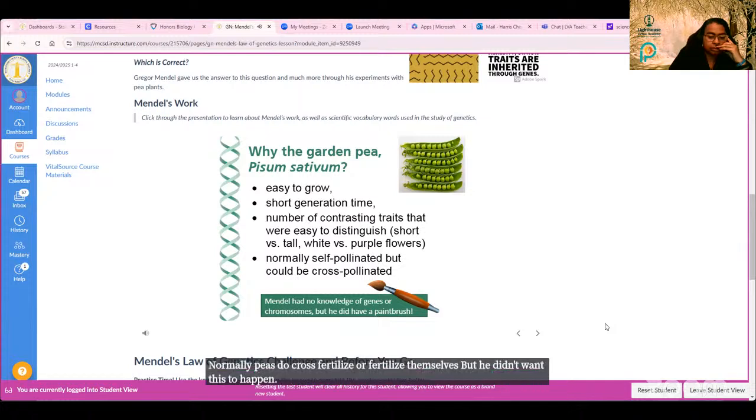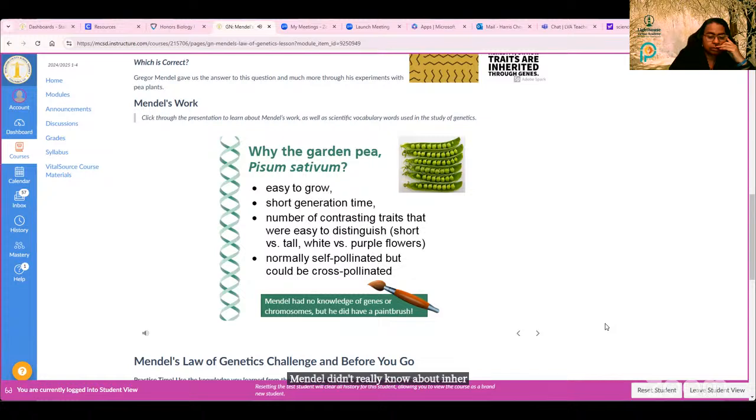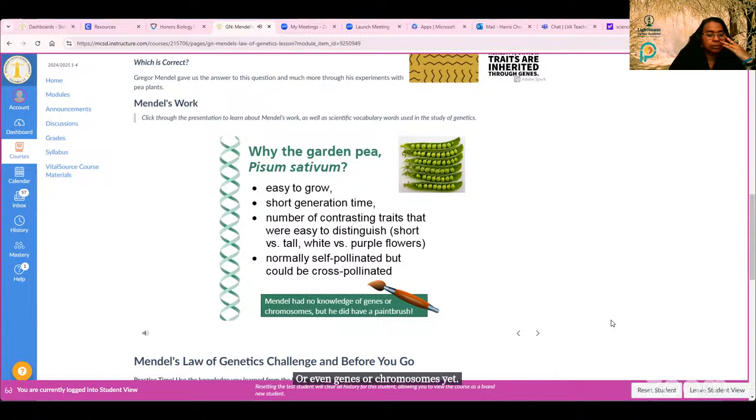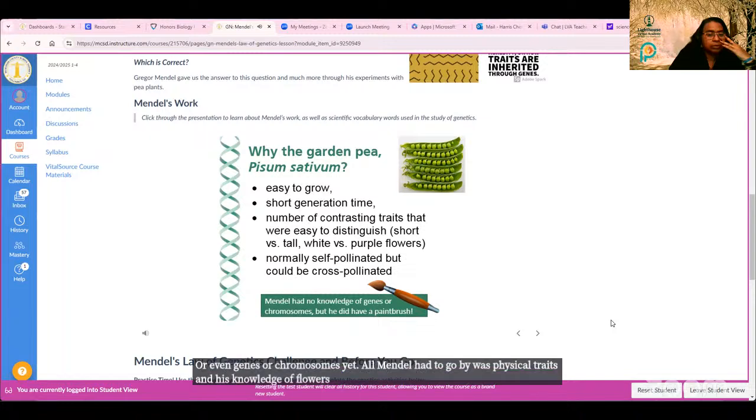Mendel didn't really know about inheritance. No one had great ideas about it at that point in time. We knew what cells were, but we did not know about organelles, protein synthesis, or even genes or chromosomes yet. All Mendel had to go by was physical traits and his knowledge of flowers and statistics.